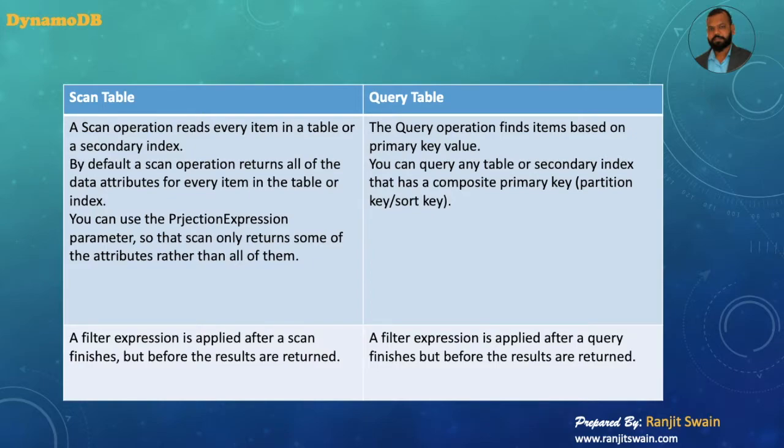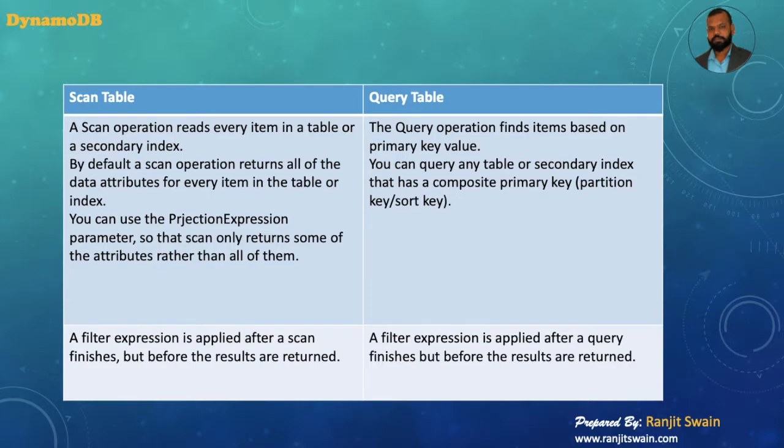Okay, a scan operation reads every item in a table or a secondary index, and by default a scan operation returns all of the data attributes for every item in the table or the index. And you can use the projection expression parameter so that it only returns some of the attributes rather than all of them. And what about the query tables?